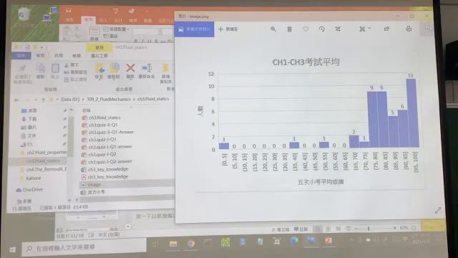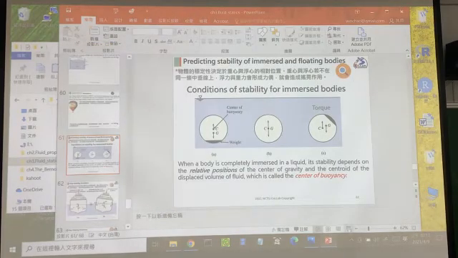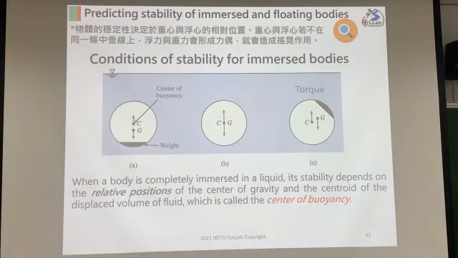Okay, so we just go back to finish the final topic in these chapters. The final topic is the stability problems. This is our final problem for hydrostatics. Because stability means if you put one particle inside the liquid, or the particle is floating on the water surface, can you predict the stability problem for the particle?